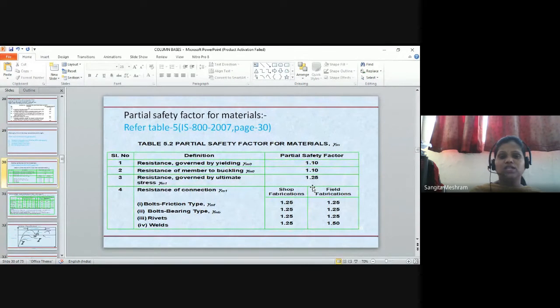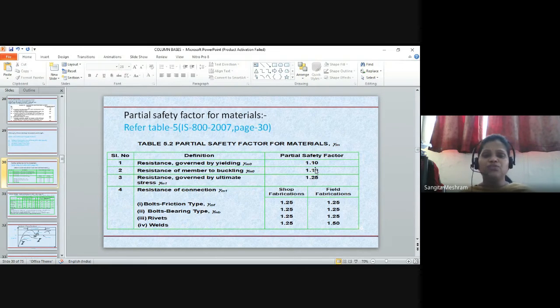Then in the case of shear and bearing failure, we know the different failures for bolts: shear failure and bearing failure. Different formulas are given for these failures to find the design strength and the number of bolts. For that we have to use some partial safety factors, which are given in IS 800:2007. Partial safety factors for material: gamma M0, gamma M1, gamma MB.